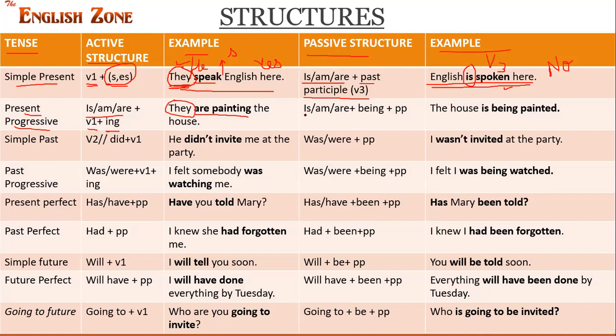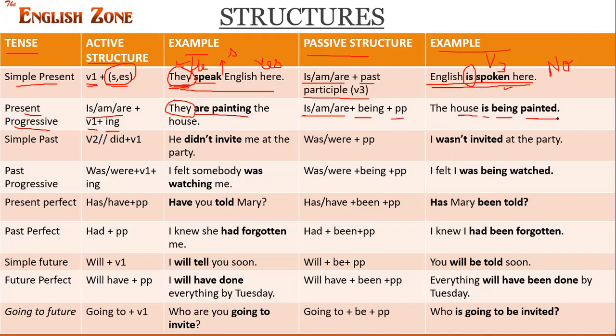And if I go to the passive, what would be the rule? Is MR plus being plus past participle. The house singular है, house के साथ क्या आएगा? Is. The house is being painted. मतलब घर पेंट हो रहा है. But who is painting the house? We are not getting the answer of this. So in case if we are getting the answer of our question of who, then it would be the active, and if we are not getting the answer, it would be the passive.